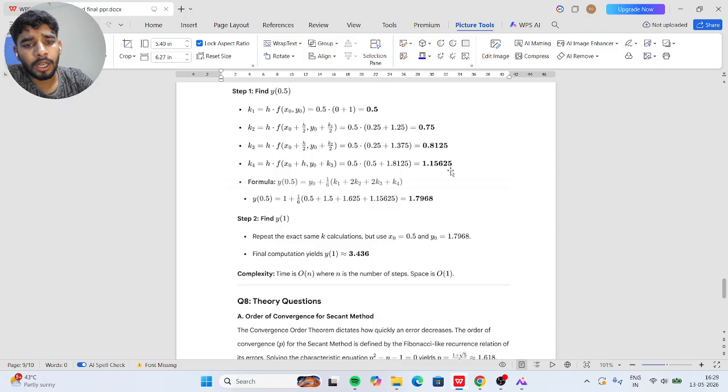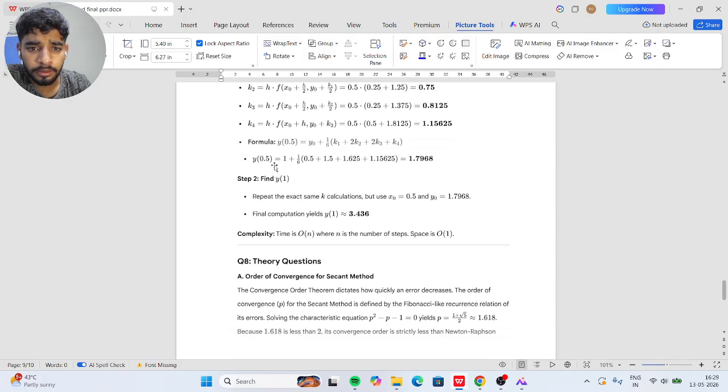Okay. Now the final formula says y0.5 equals y0 plus 1 by 6 times k1 plus 2k2 plus 2k3 plus k4. So now we will put these values into the formula and get the value of y0.5 equals 1.7968. Now for y1, you will do that at home and comment the answers.